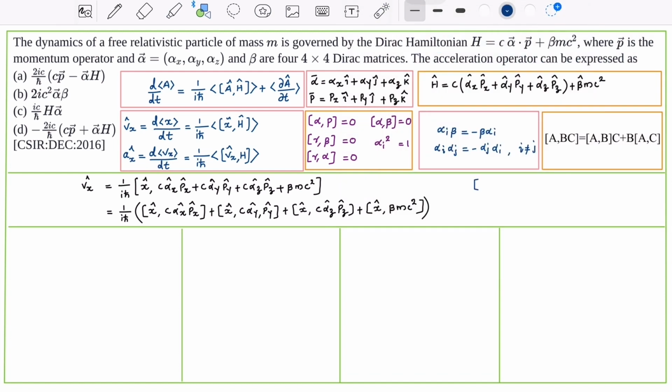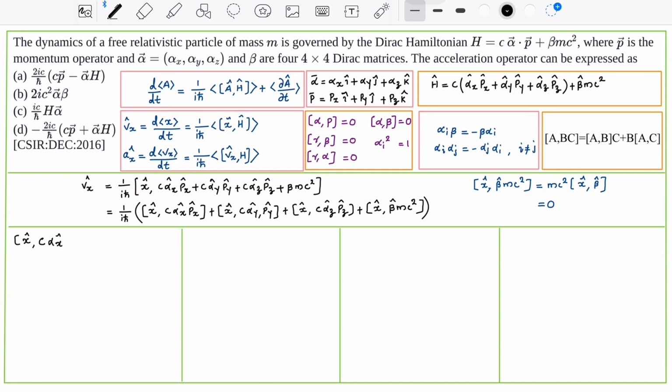Now let us find out each term. First, what is the commutator of x and β mc²? This is equal to mc² times the commutator of x and β. We have the commutator of r and β is equal to 0. This implies that the commutator of x and β mc² is equal to 0, because the commutator of x and β is equal to 0.